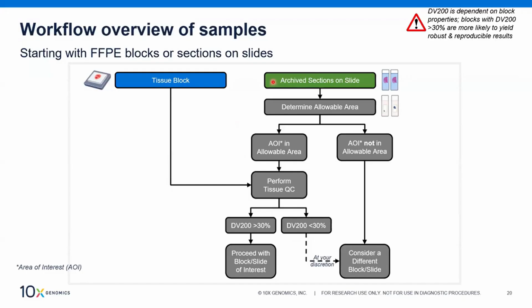If you have archived sections on slides already that are stained, then in that case, you would have to take a look at where on my slide is the section that I'm interested in. And would this work with aligning it to the Visium slide and to the capture area? If it's in the allowable area, I will show you later how you can find this. We do recommend to look at the DV200 as well. So this is, of course, a little bit tricky.